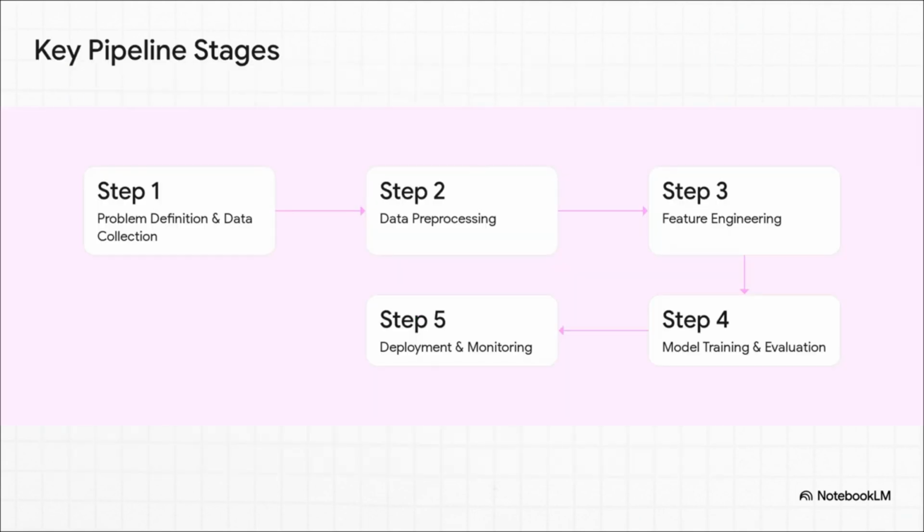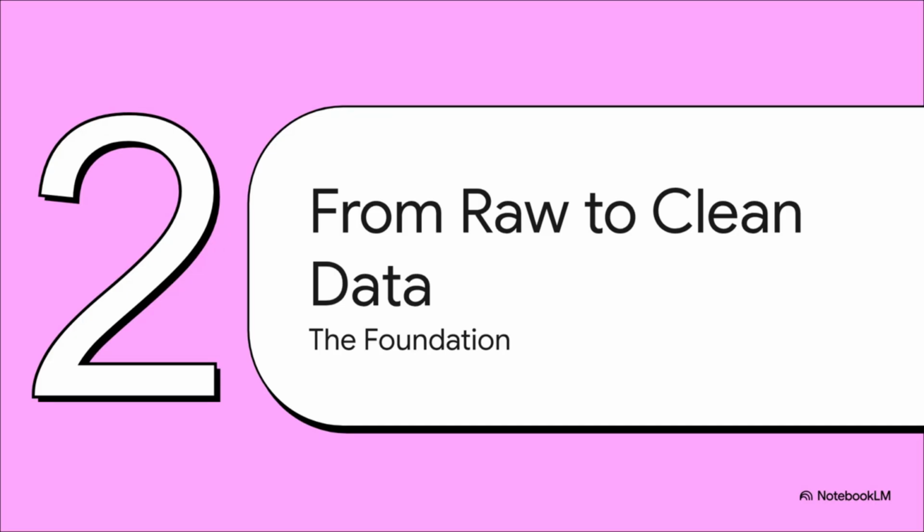And here are the exact stops on our map. We start by defining the problem: what are we even trying to solve? Then we pre-process the data, engineer features, train and evaluate the model, and finally, deploy and monitor it. This is the path that pretty much every successful model follows, so let's take our first real step. Just like a house, a machine learning model is only as strong as its foundation. And for us, that foundation is built by taking messy, raw data and making it absolutely pristine.